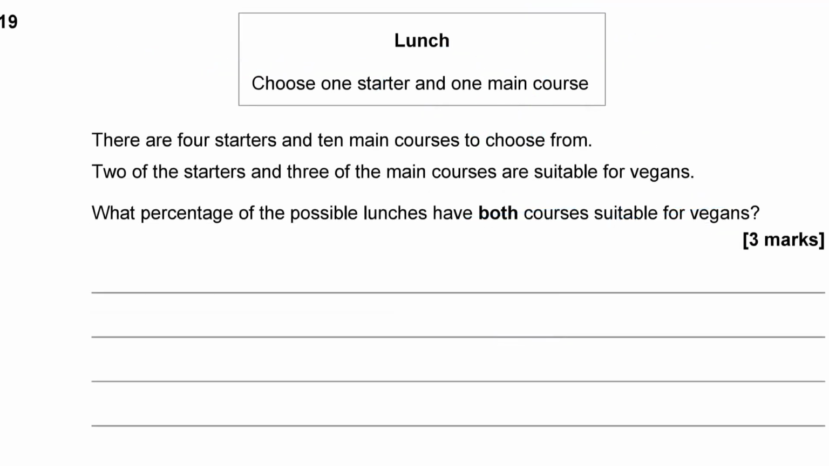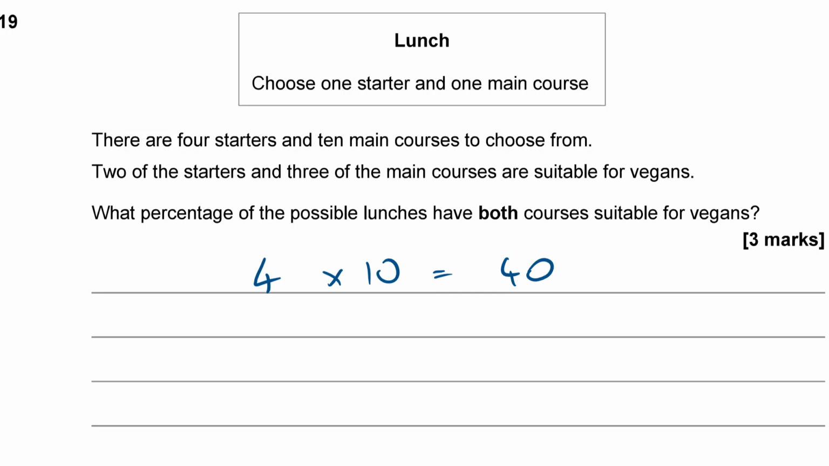Question 19. We've got a sign here. It says lunch. Choose 1 starter and 1 main course. There are 4 starters and 10 main courses to choose from. 2 of the starters and 3 of the main courses are suitable for vegans. What percentage of the possible lunches have both courses suitable for vegans? Okay, so how many different selections are there altogether? I've got my 4 starters and my 10 main courses, which gives me 40 different choices altogether.